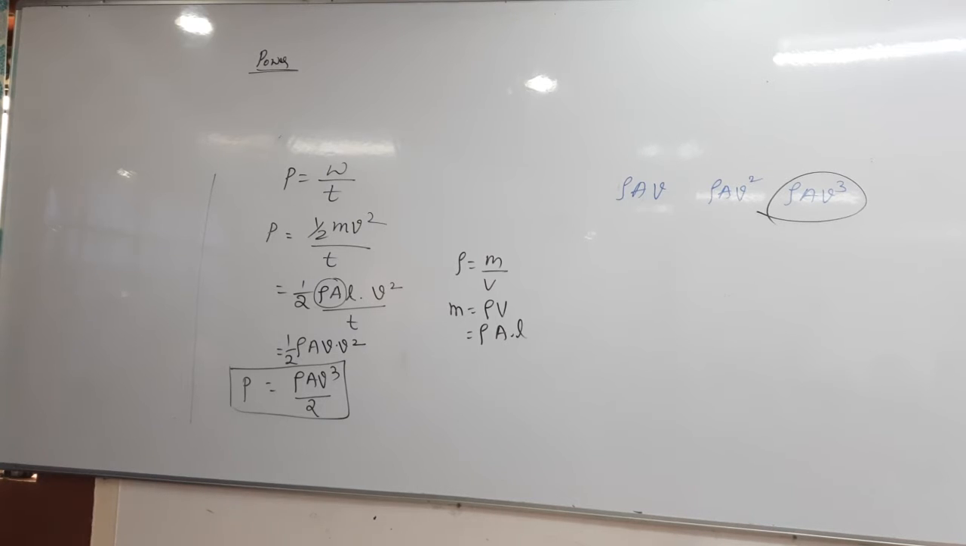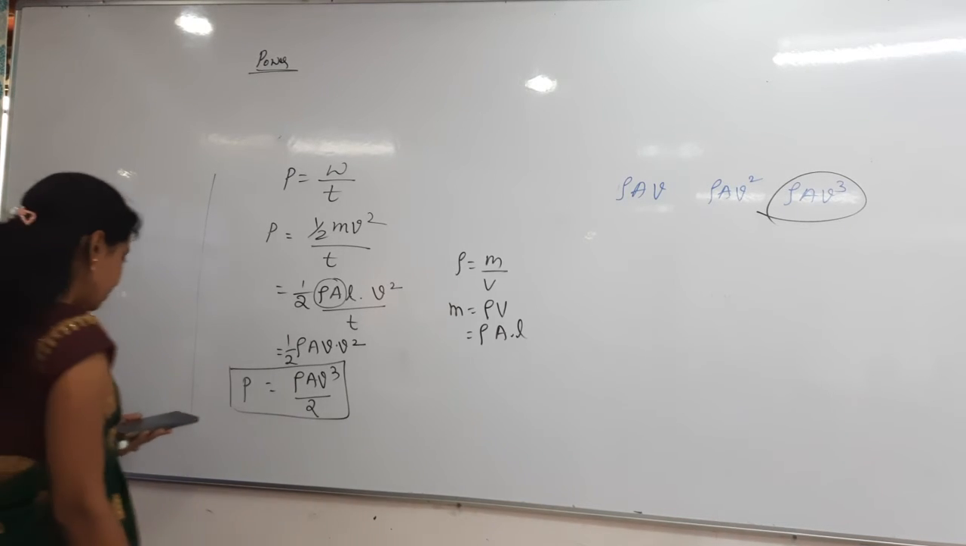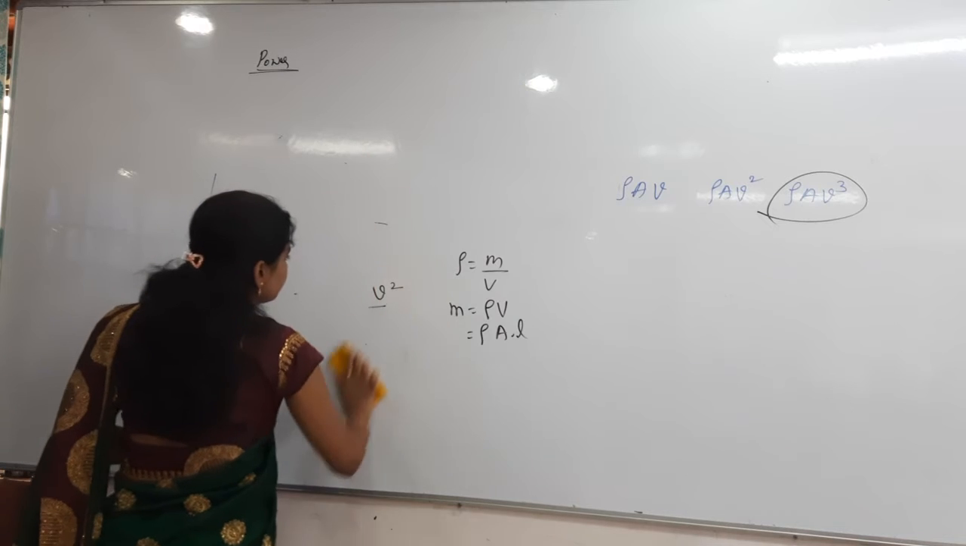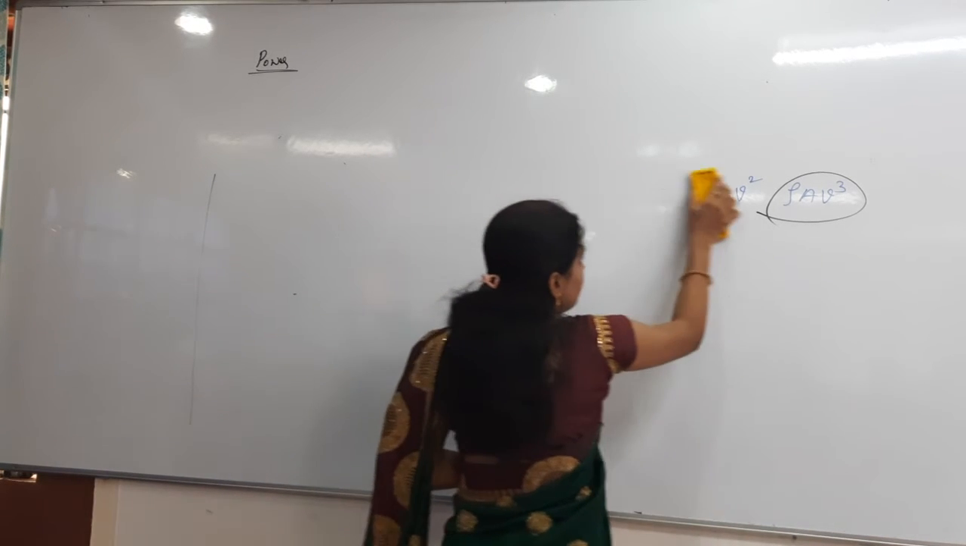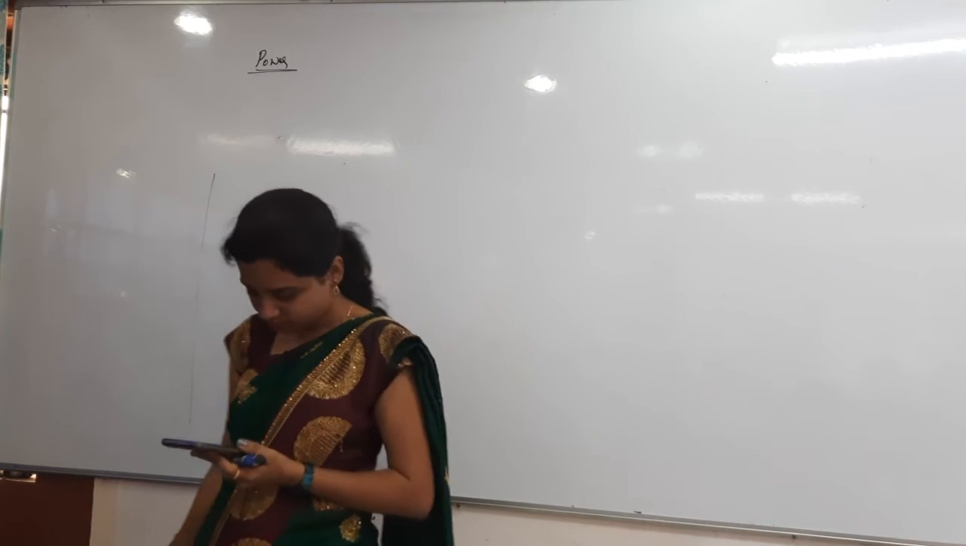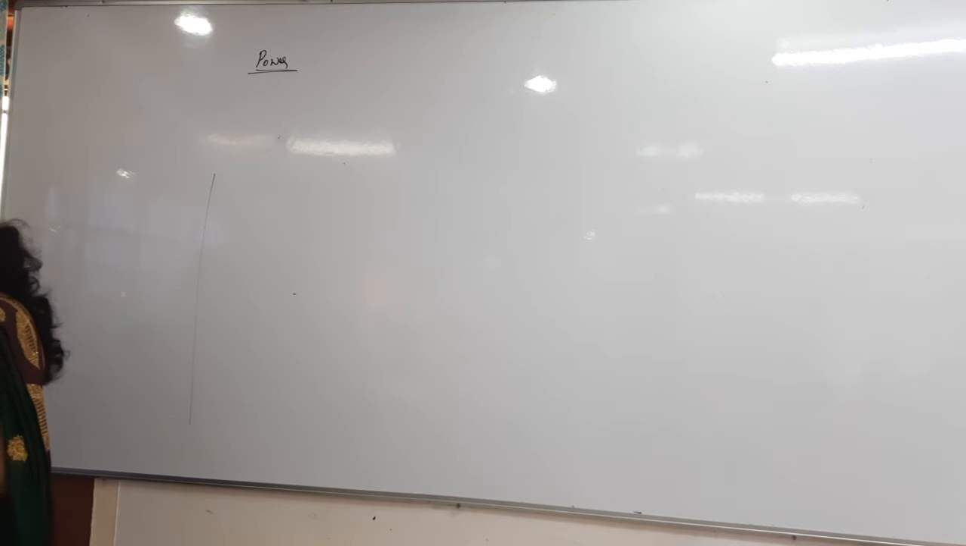Next problem. If a motor lifts water from a well of depth h and delivers it with a velocity v, in time t, then find the power of the motor.